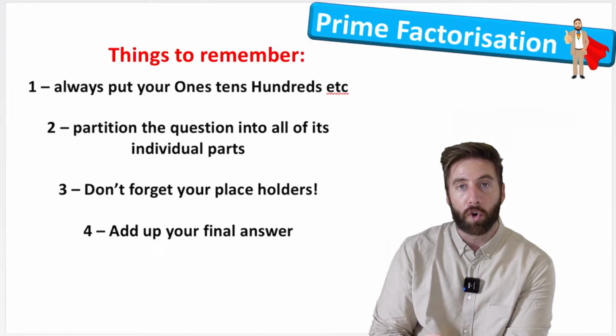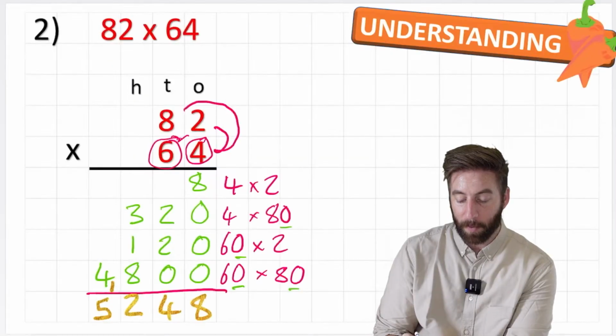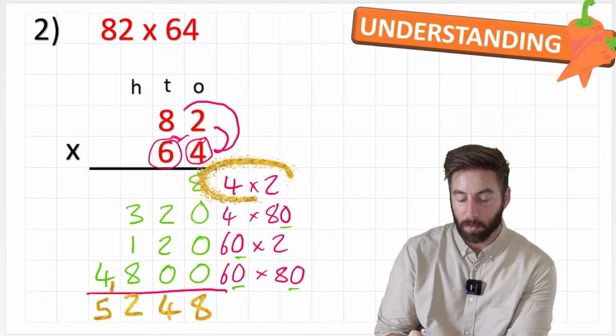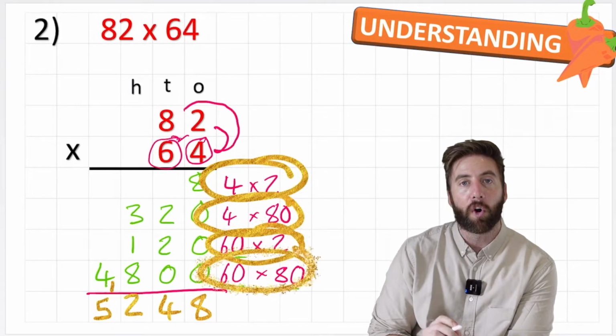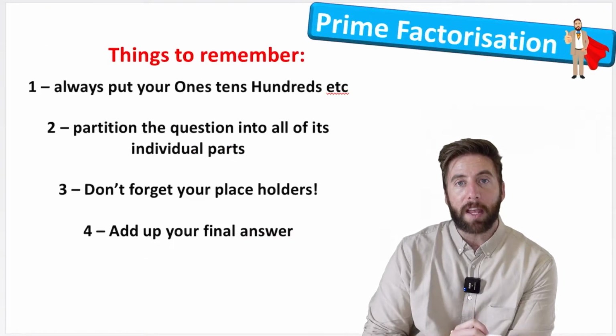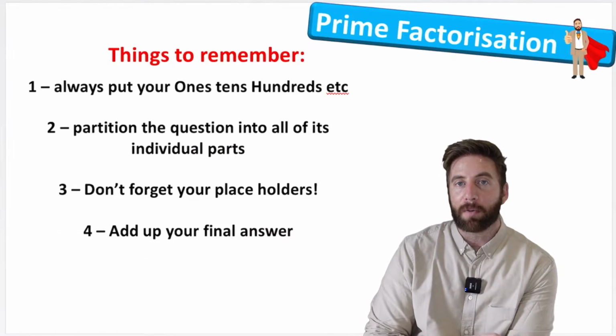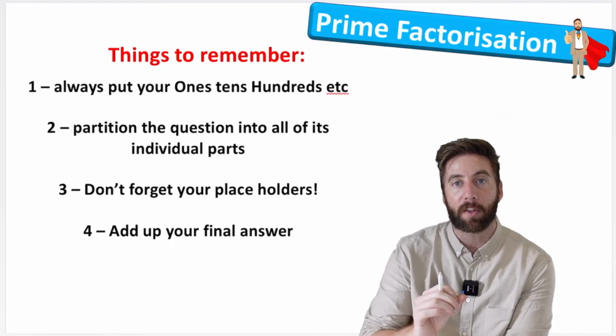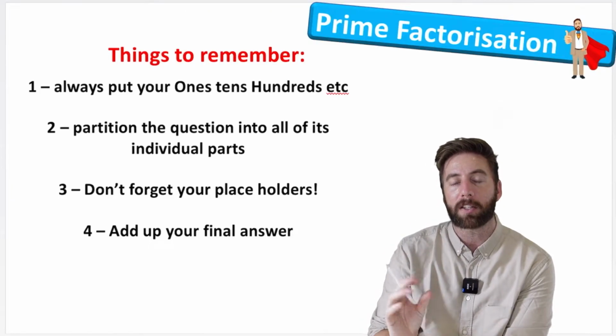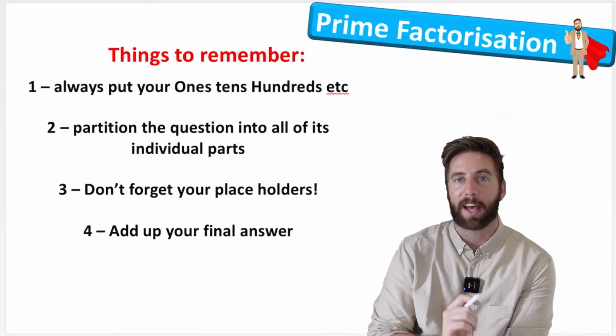Partition the question into all of its individual parts, like we did here, where we thought about our 4 questions first. 1, 2, 3, 4. That's really important. Don't forget your placeholders. It's going to make the multiplication much easier. And then don't forget that you've individually answered these separate parts. You must put it together to get a final answer at the end.